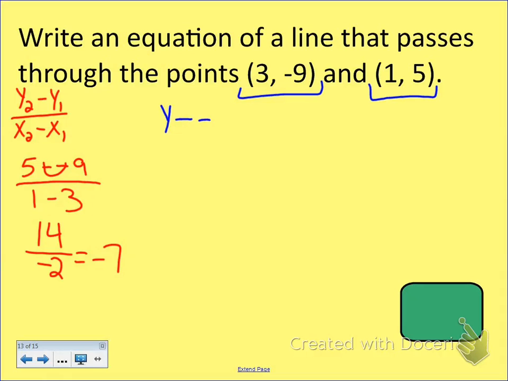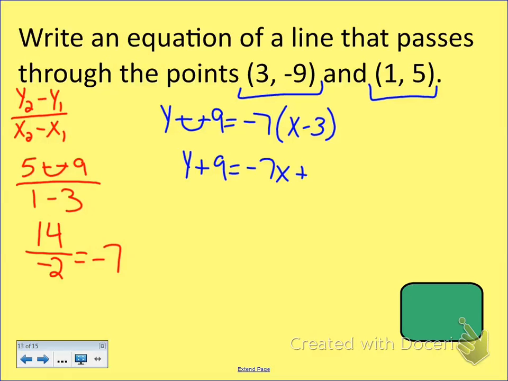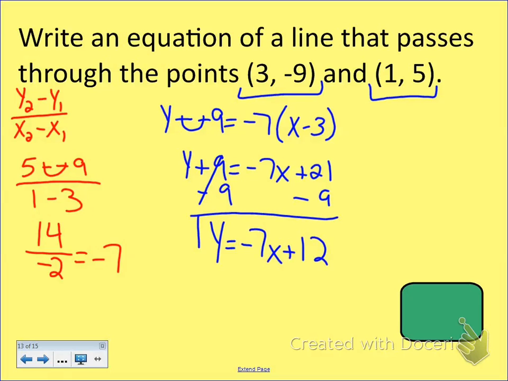So y minus negative 9 equals negative 7 times the quantity x minus 3. Negative negative 9 becomes plus a positive. So we have y plus 9 equals, I'm going to distribute out the negative 7, so negative 7x plus 21. We're going to subtract 9 from both sides, and you get y equals negative 7x plus 12. And that is your answer.